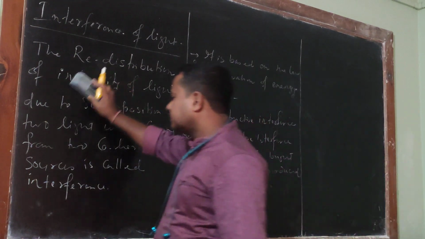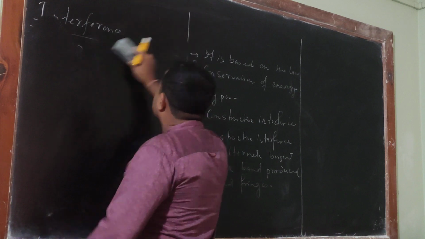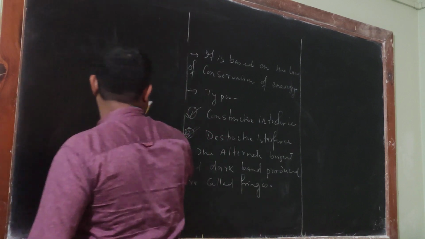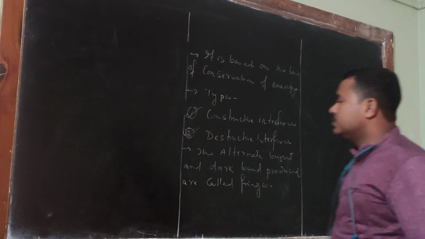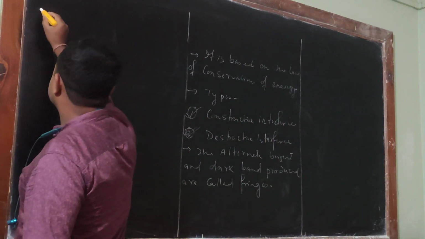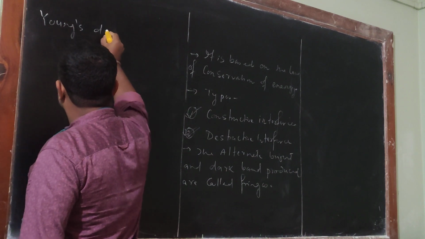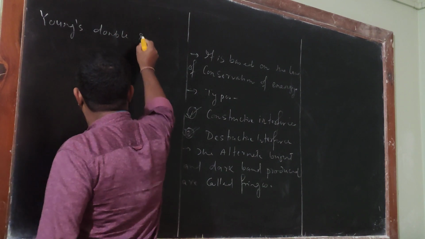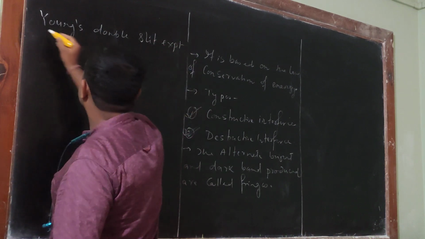Now, let me show you in details how we get the bright and dark bands. Okay, the bright and dark fringes on the screen. That is Young's double slit experiment.